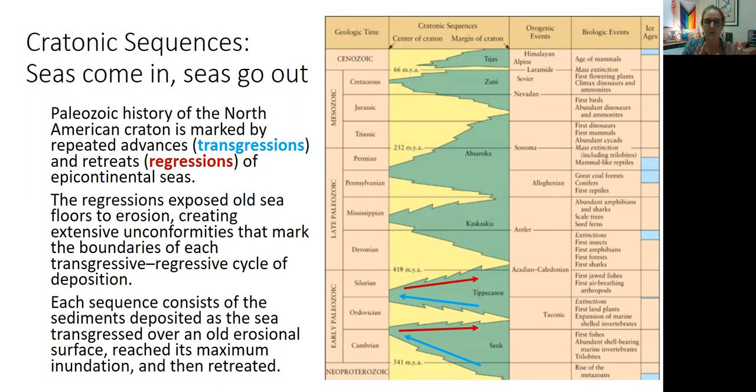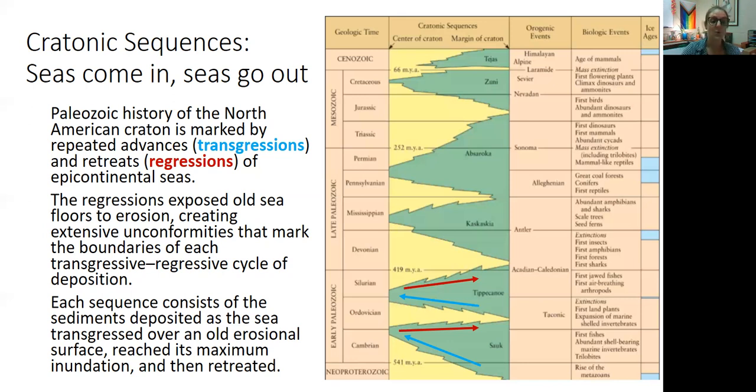Now, in this table on the slide, notice that zigzag pattern between yellow, which means there was mostly land, and green, meaning there was an epicontinental sea that moved in, right? So transgression, epicontinental sea moves in, regression, it heads back out.